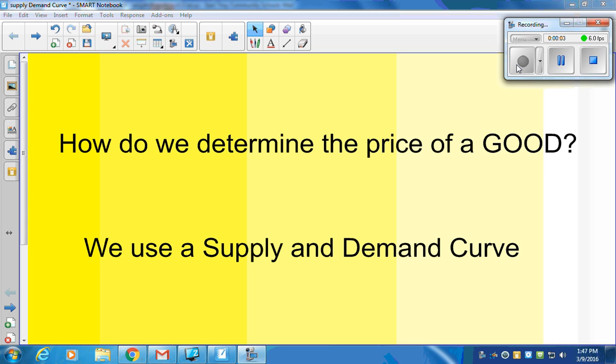Now that you've got some of the vocabulary down, let's take a look at exactly how companies figure out how much to charge for goods and services. And the way to determine the price of a good is to create something called a supply and demand curve. And that's what we're going to take the next couple of days and work on.